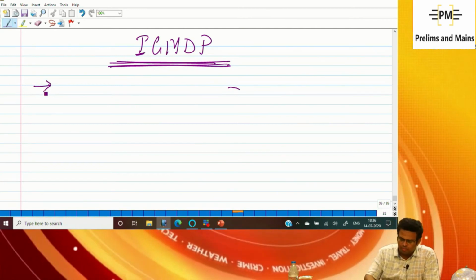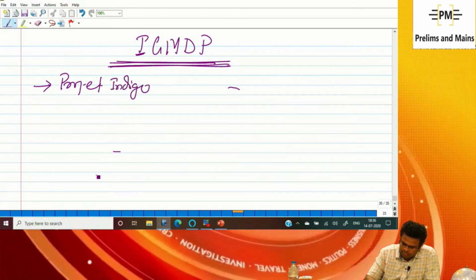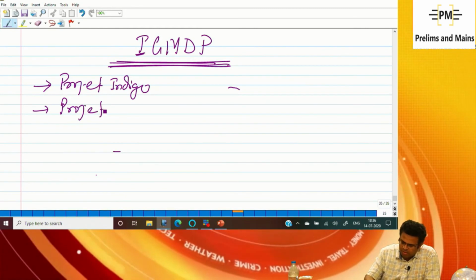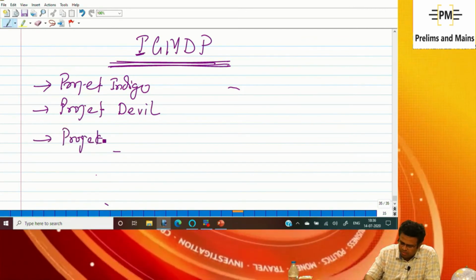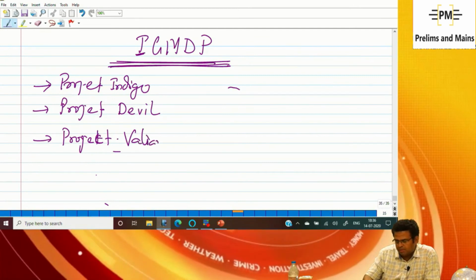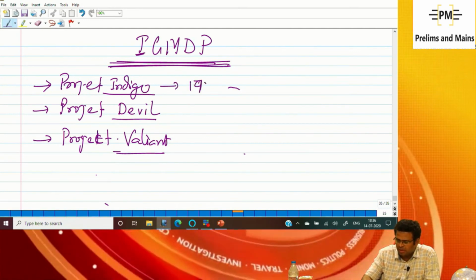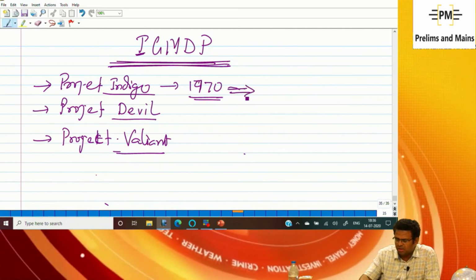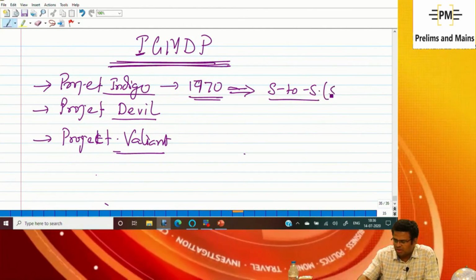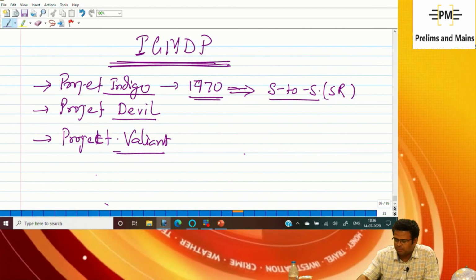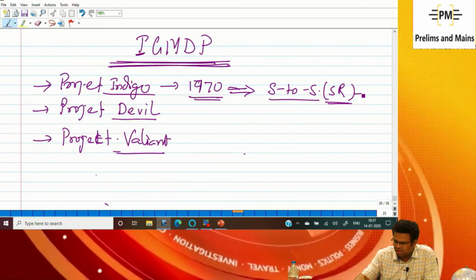There are some projects: project Indigo, project Devil, and project Valiant. In the 1970s, India's defense ministry started thinking of a short range surface to surface missile. They tried to develop it, but Indigo has been decommissioned.